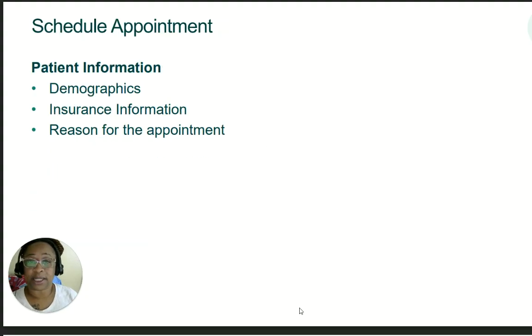Now, let's talk about scheduling the appointment. What information is needed for that appointment? The patient's information, we would need demographic information such as name, date of birth, address, phone number, email address. Insurance information is required. We will also require a front and back copy of the insurance card. That information is very important when submitting the claims to make sure that you're submitting it to the correct payer ID through the transition from your EMR system to the clearinghouse to the insurance company.